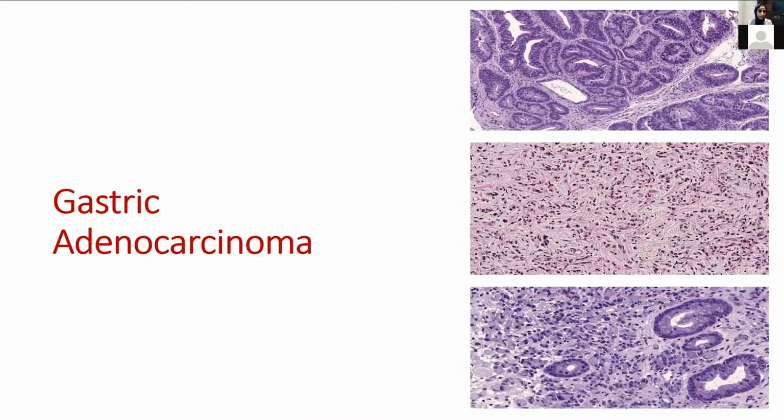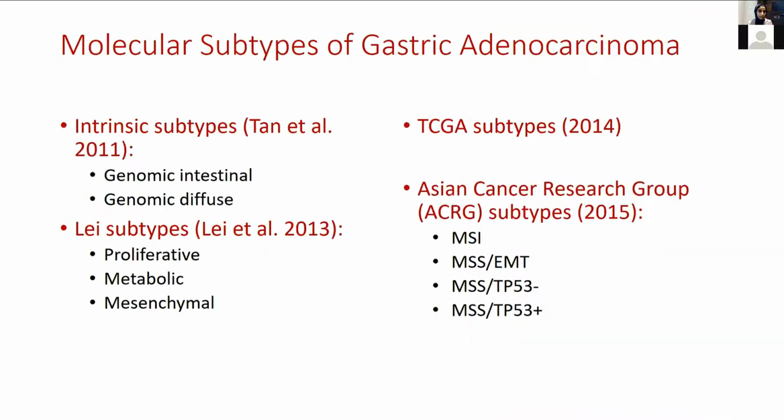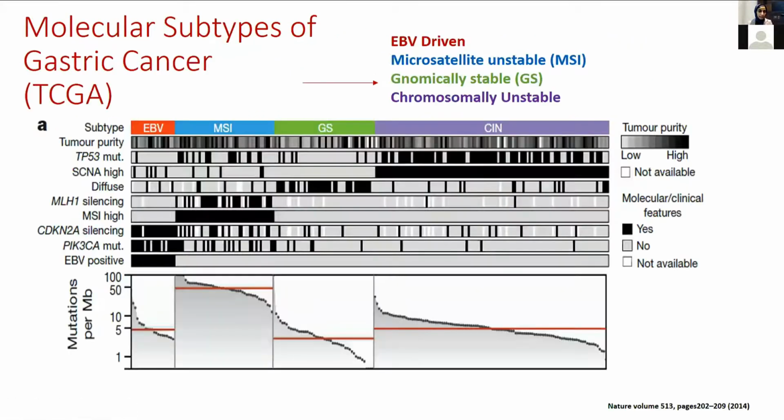Moving on to gastric adenocarcinoma. Gastric adenocarcinoma is actually a heterogeneous disease, and there have been multiple efforts to implicate molecular subclassifications. As you can see here, it started in 2011 till 2015, but it has not been successful in capturing this heterogeneity, but the most comprehensive of which is the Cancer Genome Atlas subtyping, which was done in 2014, and we'll be touching on this subclassification.